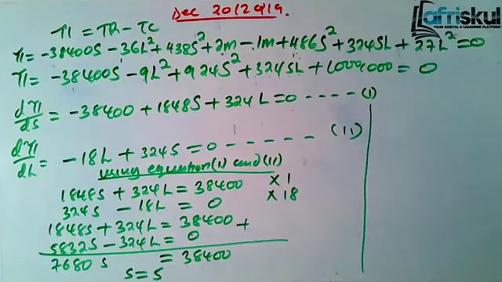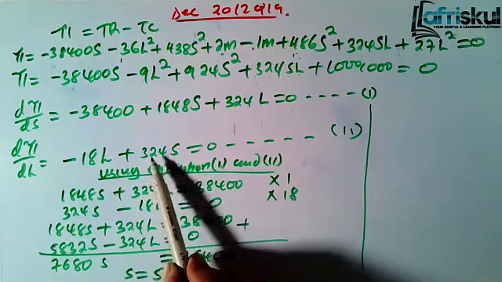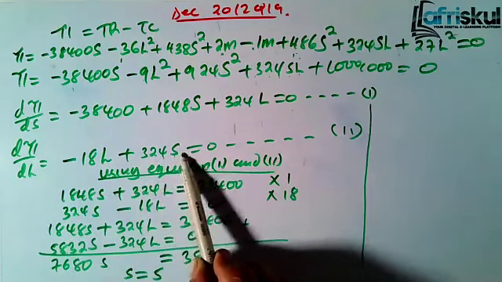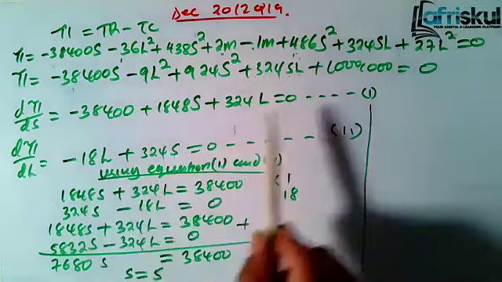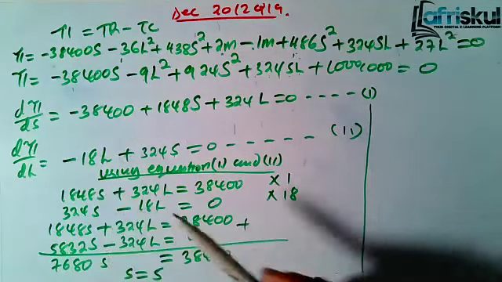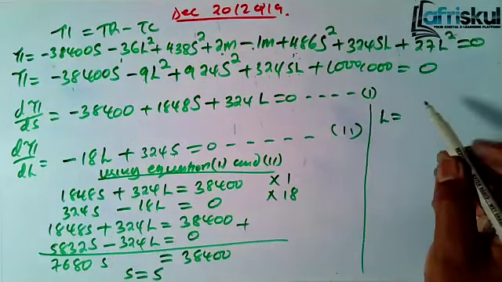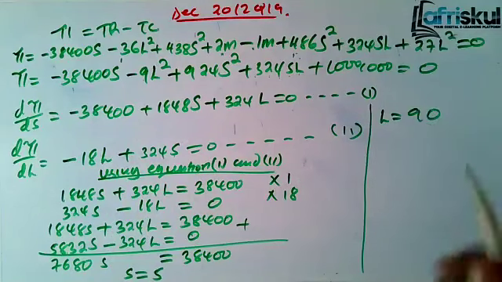If you get S is 5, you can use any of the equations, either equation 1 or equation 2. For example, if I use this equation 2, we already have S ni 5. Kwa hivyo itakuwa 324S is equals to, hii unaipeleka the other side, inakuwa positive 18L. Kwa hivyo L you get 90. I think by that you are good.